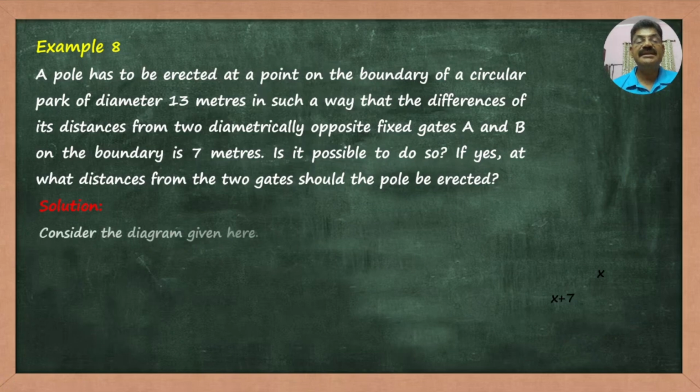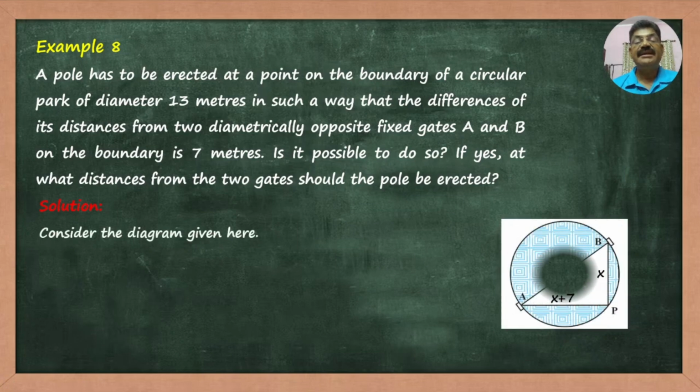Solution. Consider the diagram. We have constructed a diagram of the given situation. So here AB is the diameter. Two gates are situated at A and B. Now a pole is erected at the point P, and the distance of B and P is x. Therefore, the distance between A and P is x plus 7, because we are given the difference is 7 meters. Therefore, one gate to pole is x meter and the other gate to pole is x plus 7 meters. Therefore, the difference is 7 meters.